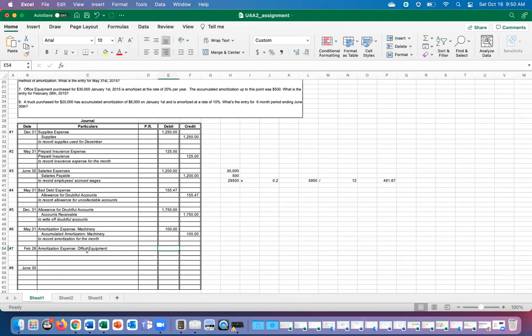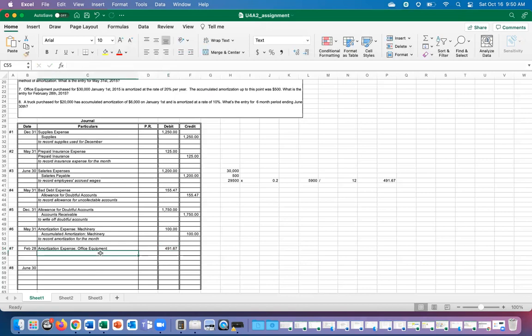And this is the debit because this is an expense account, right? And anytime that we add to an expense account, that reduces the business's overall equity. So that is a debit. And we're going to put in our number that we calculated here, the 491.67. And that is the amount that we have lost out of the business due to the value of our office equipment going down or decreasing. So that is our debit.